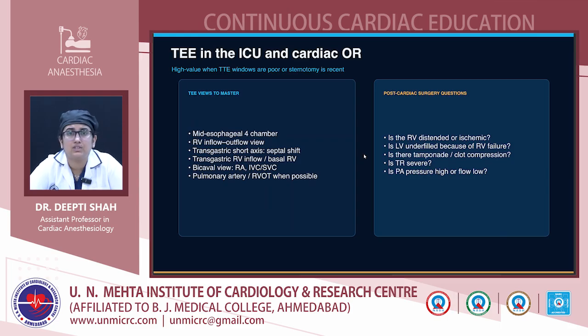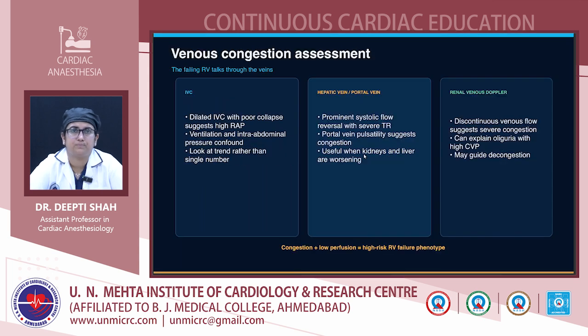So what are the questions that we should be asking post cardiac surgery? Is the RV dysfunction happening because the RV is distended, or is it because it is ischemic, affecting the contractility? Is the LV underfilled because of RV failure, or because of some other pathology? Is there a tamponade or clot compression resulting in increased afterload to the RV, resulting in RV distension? Is the TR that we are seeing severe, or in the mild or moderate category? Are the PA pressures high or is flow low?